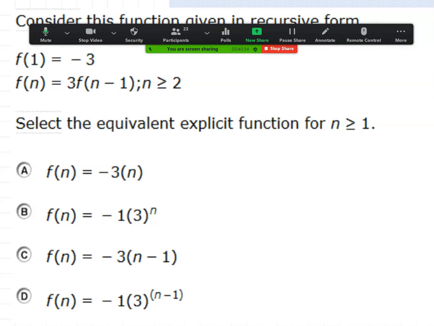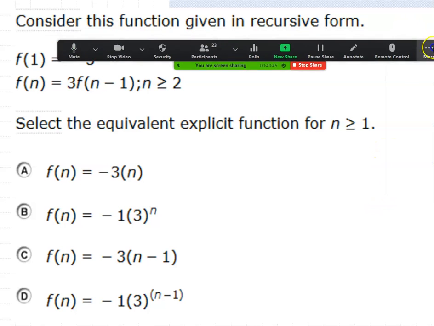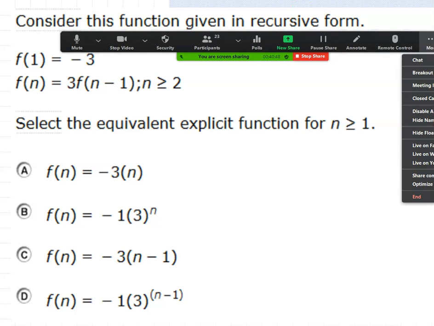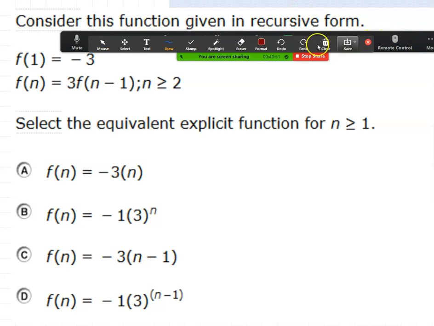All right, last one. Here it is. I'll give you time to go ahead and read it on your own, and then I'll start. Okay, let's start.